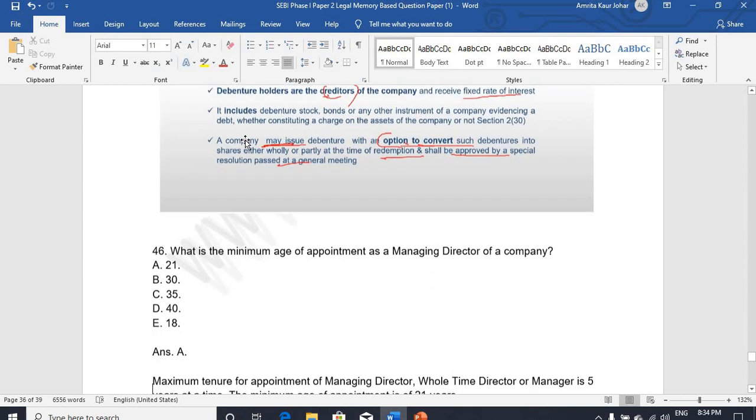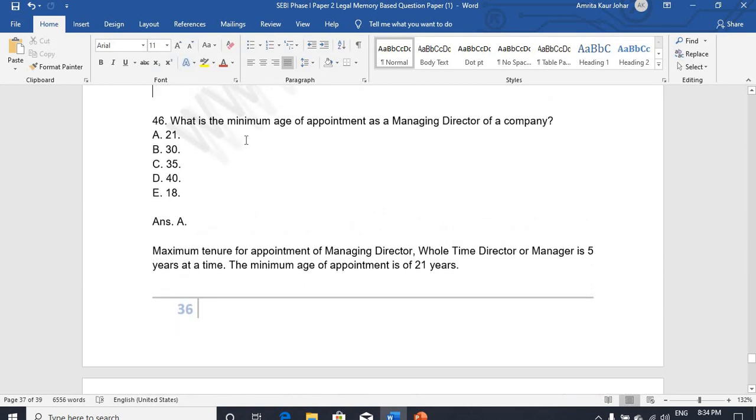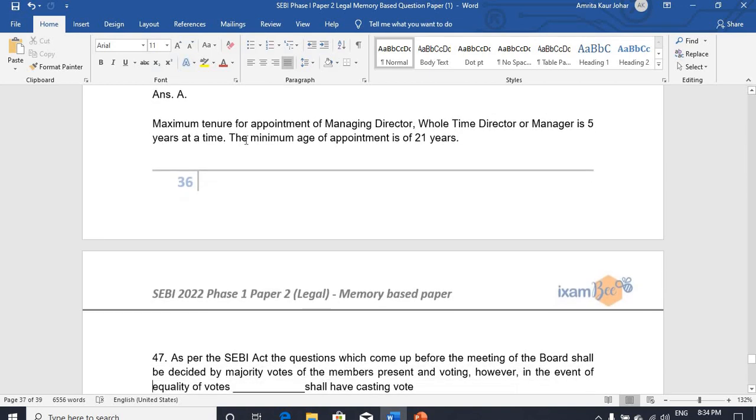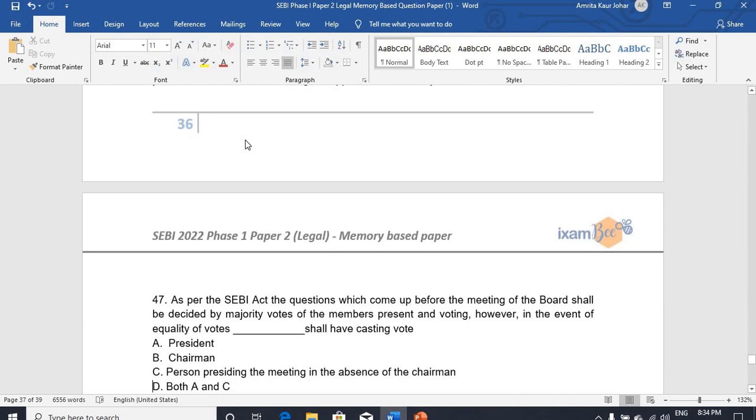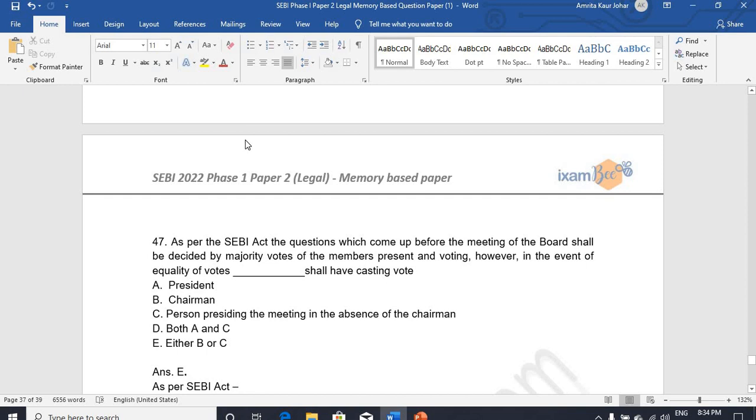What is the minimum age of appointment as a managing director of a company? Again, an age related question, very easy. The minimum age of appointment is 21 years for anybody, MD, whole-time director or a manager, that is 21 years only. Question 47, the last 3 questions are left for our discussion, and then we are done with this fruitful discussion.